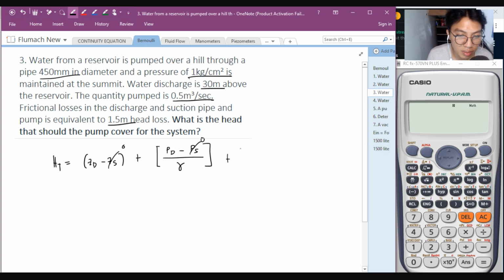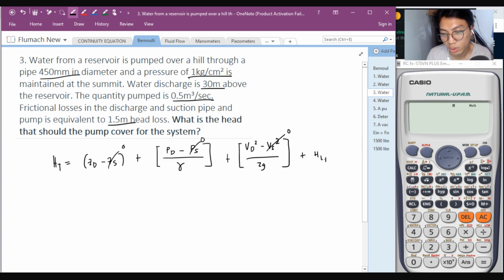Plus VD squared minus VS squared over 2G. May binigay ba suction? Wala na naman. Zero. Plus head loss total. Check. Meron tayo dyan. Head total is equal to ZD. Anong binigay dyan? 30 meters above. So positive. 30 meters plus yung discharge.